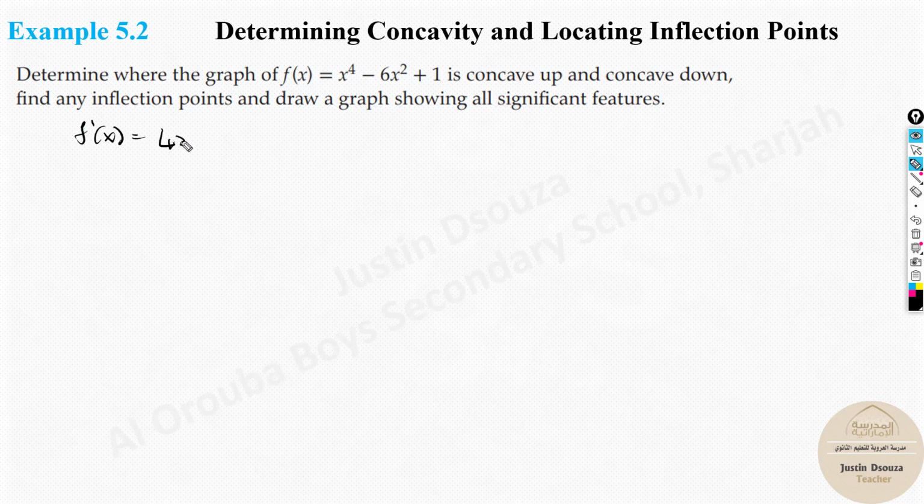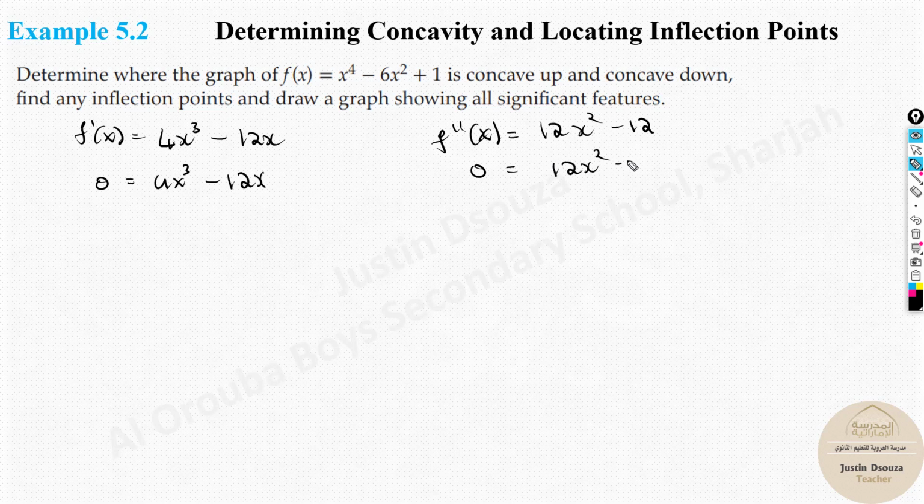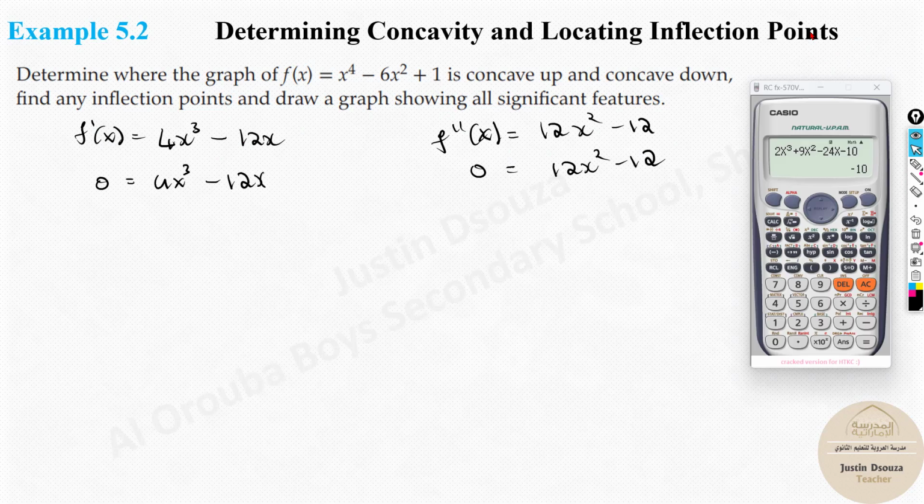What happens? The 4 comes down and it'll be x cubed, minus 2 comes down over here. It'll be 12x and the 1 is gone because it'll be 0. Now, I'll directly do it. This f dash of x will be 0. So it'll be 4x cubed minus 12x equals 0. Now, we can use the calculator and solve it. But before that, I'll just do the double derivative as well. Double derivative is just deriving this. It'll be 12x squared minus 12, and that also is equated to 0. Now you don't need to simplify, take the common terms or anything. You can directly use the calculator and solve now.